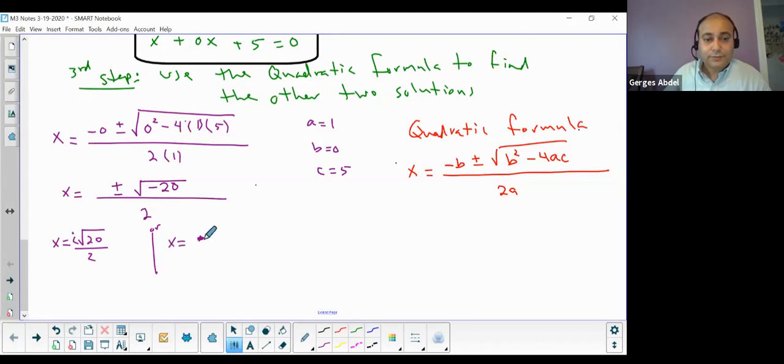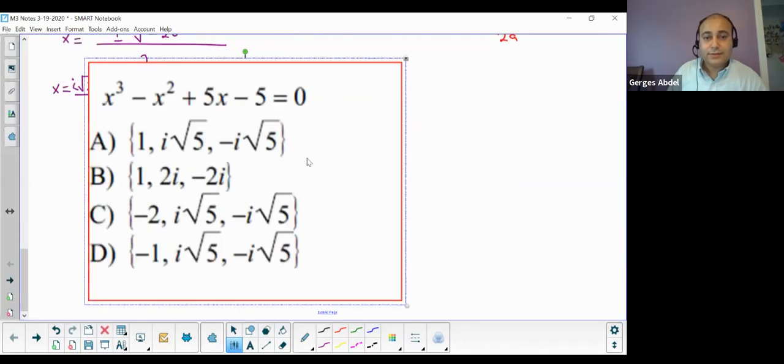And the other one, x equals negative i square root of 20 divide by 2, all right? You can leave it like this for now. I'm not gonna bother with simplifying the equation. And if for any reason you see the question, for example, I'm going to show you how you're going to see it on Canvas in a few minutes when we get to Canvas. It's right here. So when you see it on Canvas, it's going to look like this.